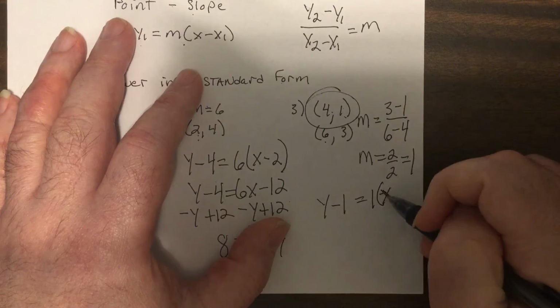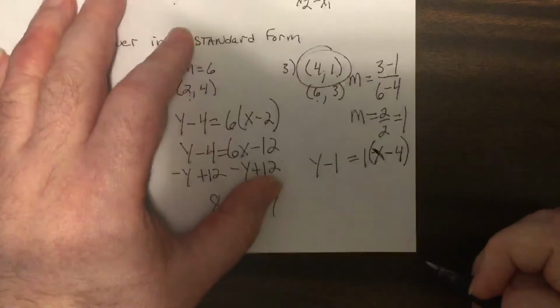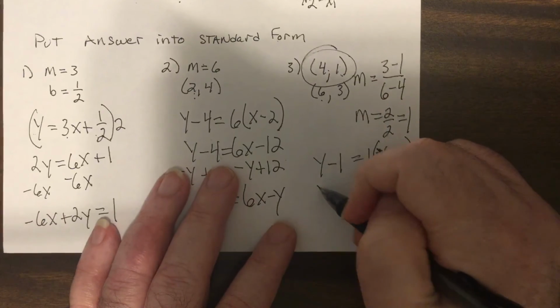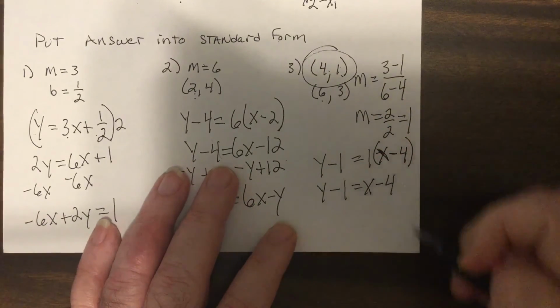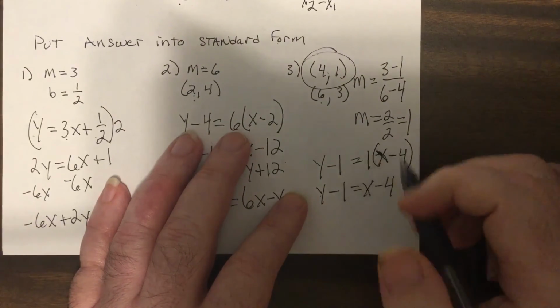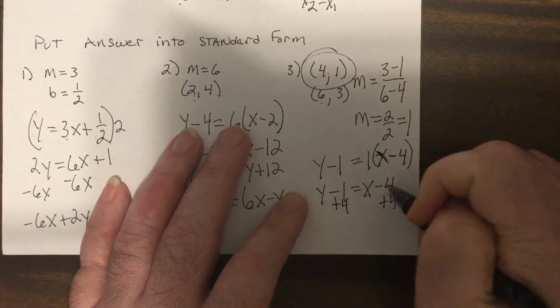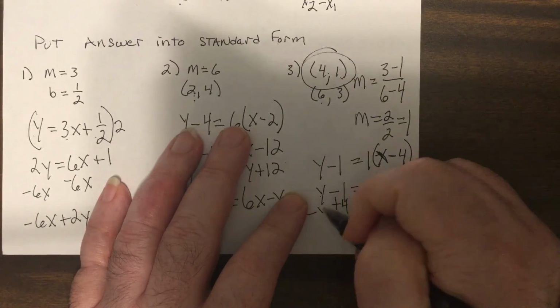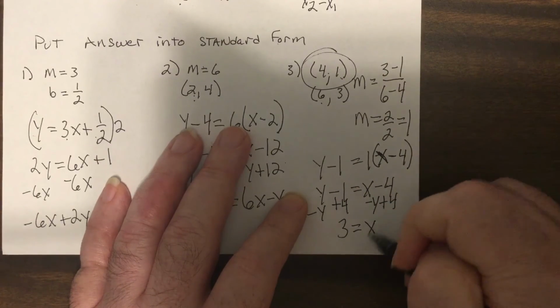I kind of made a messy x, didn't I? x minus a 4. That's a 4. So y minus 1 equals x minus 4. So I'm going to subtract y and add 4. So I add 4 to get rid of the constant on the other side, and subtract y to get the x and y on the same side.